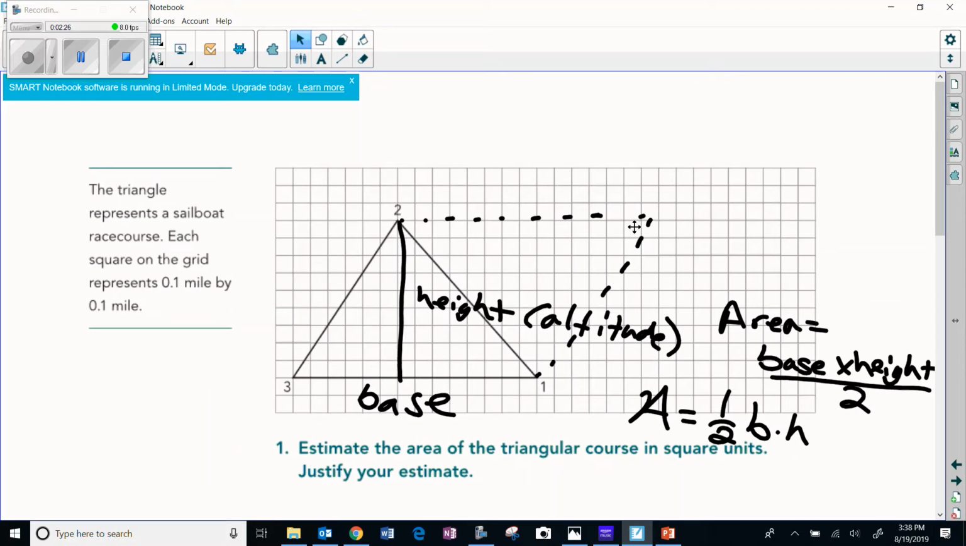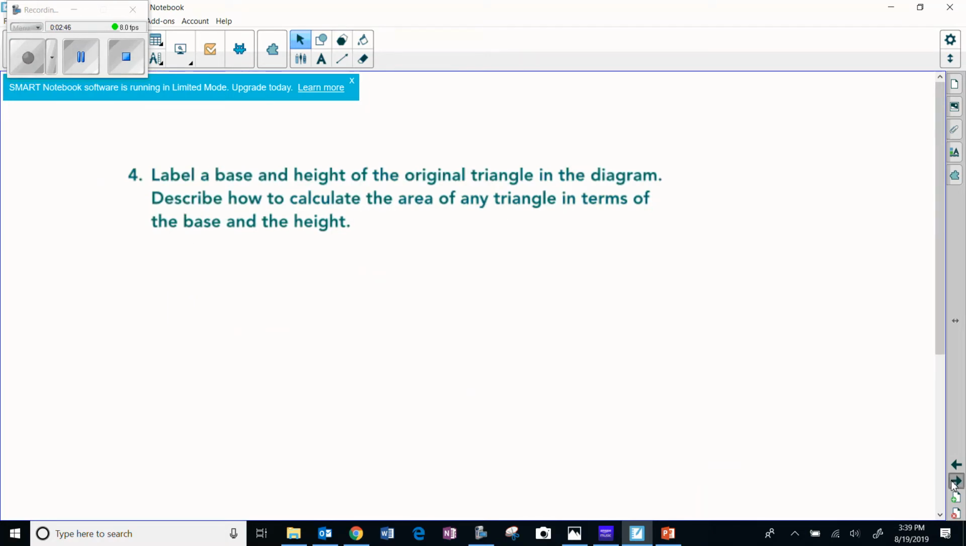We looked at how a parallelogram and a triangle are related. If you double the size of the triangle, you form a parallelogram. So if you can use the base and the height to find the area of a parallelogram, if you cut it in half or divide by 2, you would get the area of the triangle. So the area of a triangle is 1/2 base times height. So then we practice that.